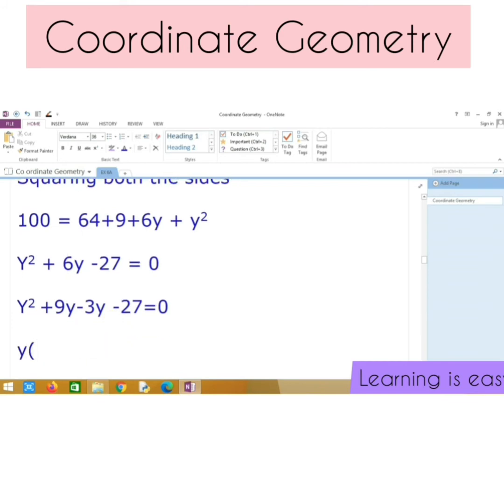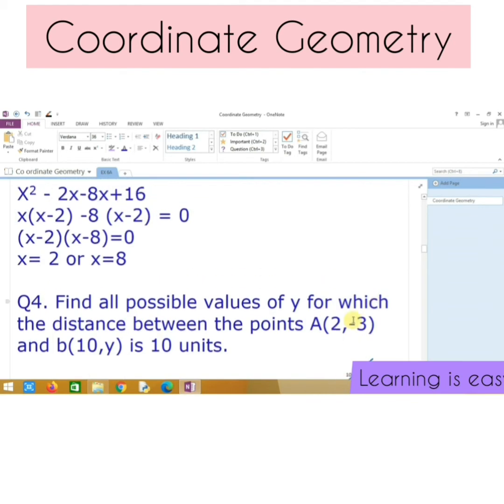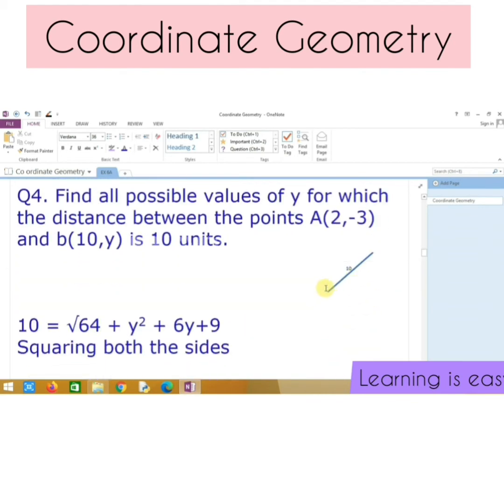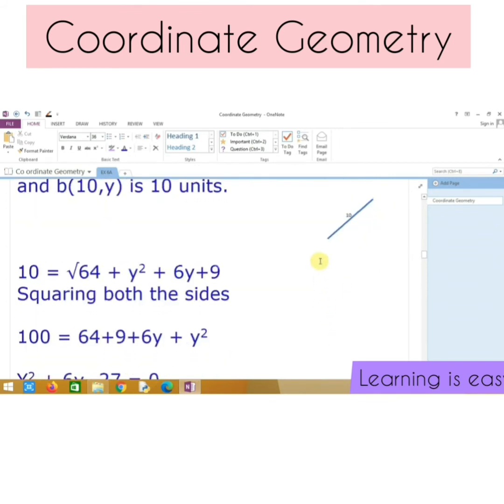Sum and product of a quadratic equation. This can be written as y into (y plus 9), and the other factor is going to be minus 3 into (y plus 9) equal to 0. So y can be minus 9. Y can be 3. So it can fall on both the quadrants. If the value of y is negative, then it falls on quadrant 4.